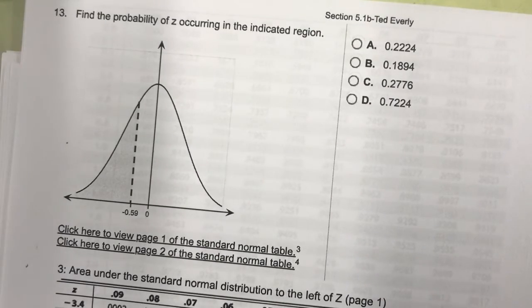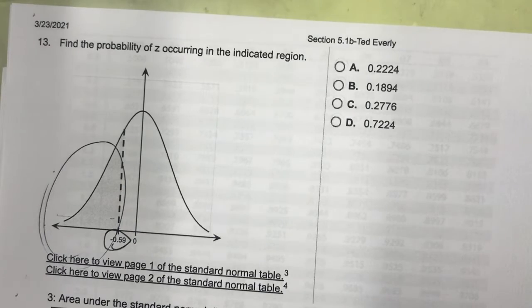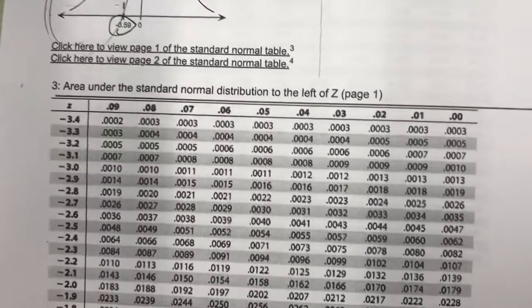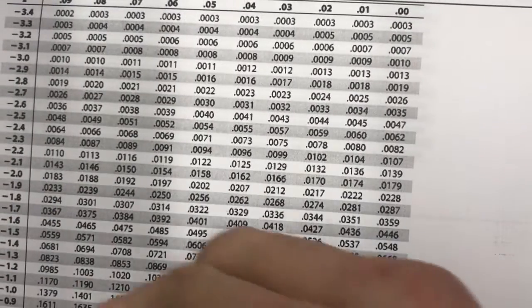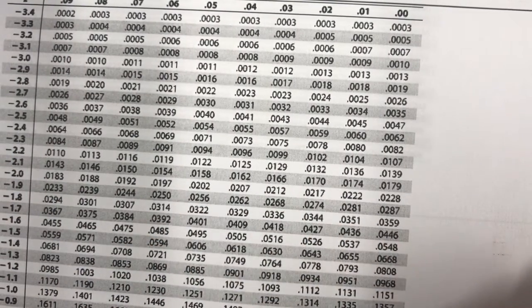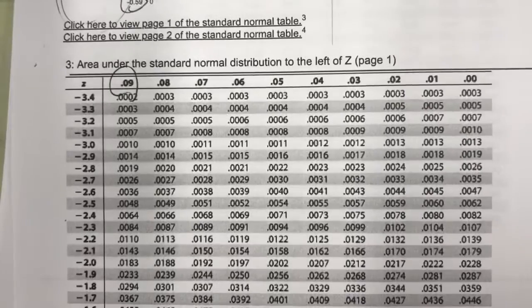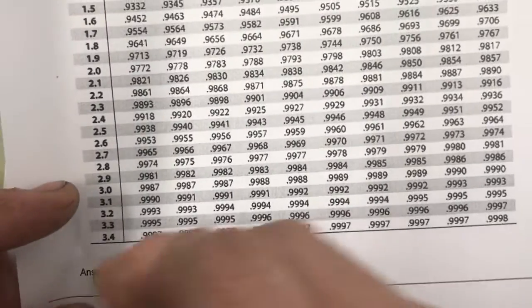Okay, number 13, we got another one. And looks like this is shaded right here, so we want to the left of that. So I just look this up. That's what the table is to the left of it. So negative 0.59. So negative 0.5 is right there. And then I go to 9, which is going to be right here. Oh, I'm sorry. This is backwards, so you got to pay attention. Here's 9 right there. So it's right here. 0.2776. Okay, so 0.2776 is right.